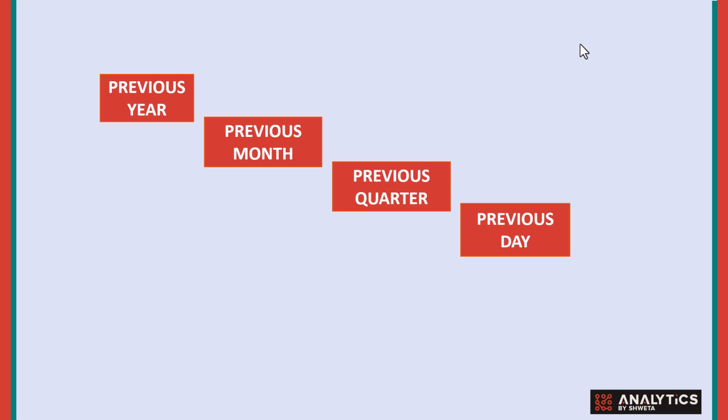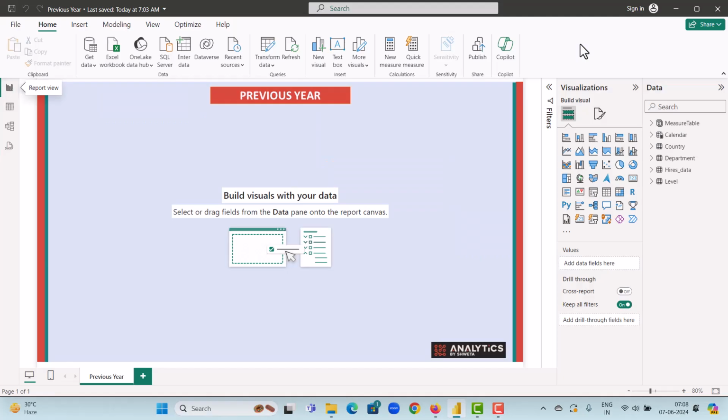In today's video, we will be learning 4 time intelligence functions, which is the previous year, the previous month, the previous quarter, and the previous day. Let us start with the previous year.